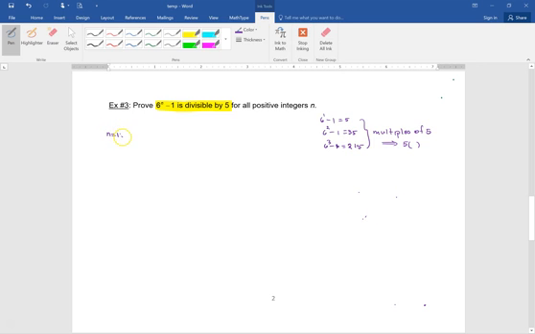For the n equals 1 case, 6 to the 1 minus 1 is divisible by 5. Right? So the one that I've highlighted, that's the statement that you're proving. So you have to write the whole thing. Now, is this true? Is 6 to the 1 minus 1 divisible by 5? Yes, so that works. So now, assume that it's true for n equals k. Well, that would mean that 6 to the k minus 1 is divisible by 5.